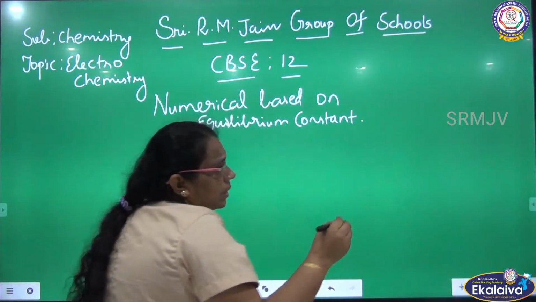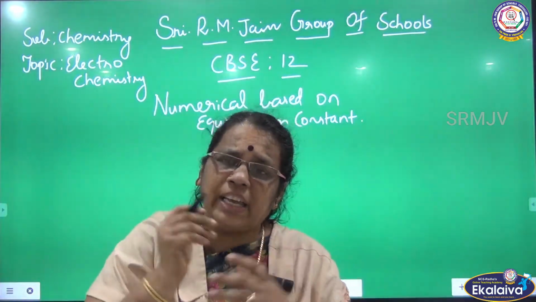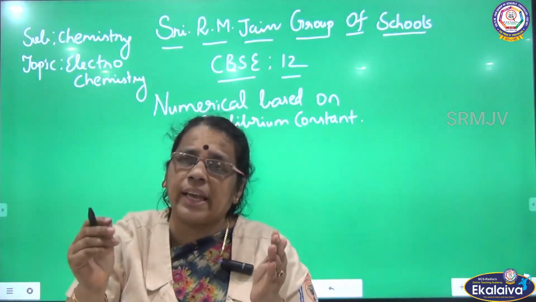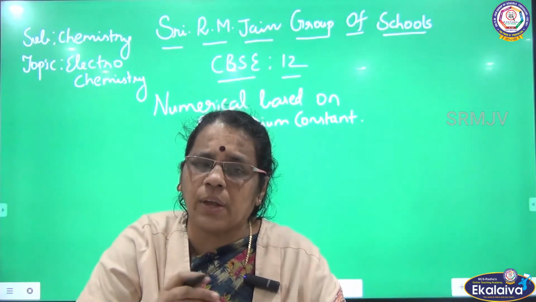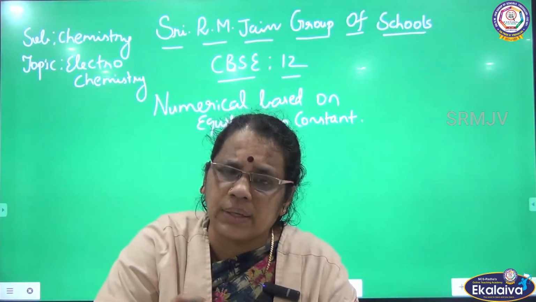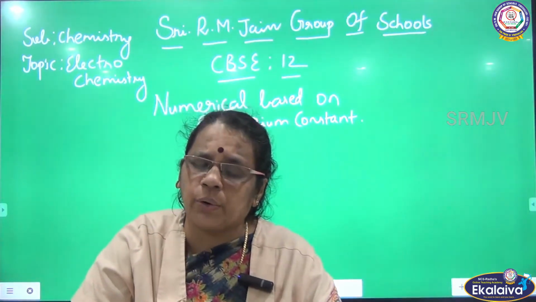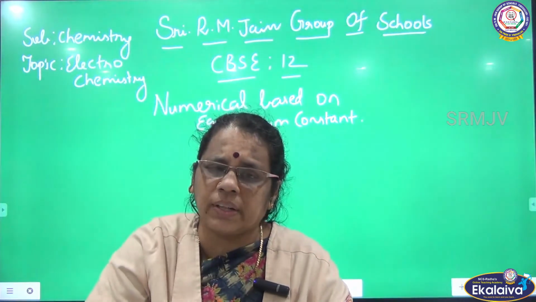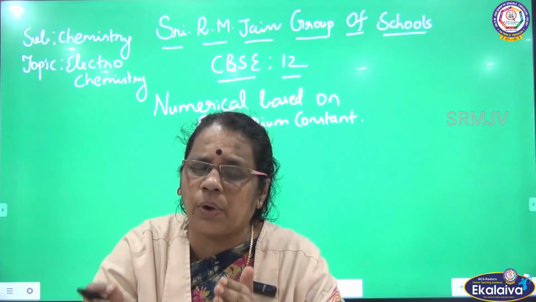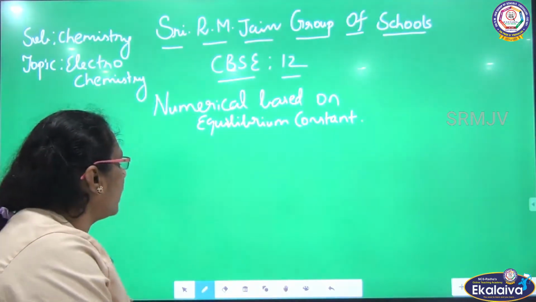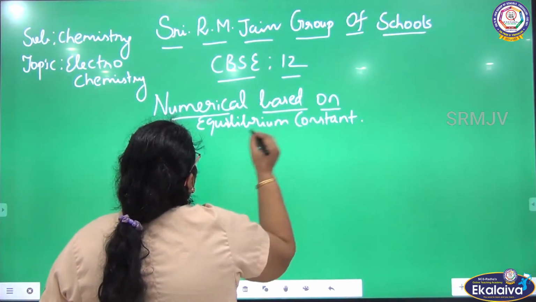For each concept there are numericals. I worked out sums based on EMF, and we have seen numericals based on the Nernst equation in the last class. Today we are going to do the equilibrium constant based on the Nernst equation, and the other one we are going to talk about is Gibbs free energy. For these two concepts we have numericals. Along with the concept we are going to do the numericals also. So here we are going to see numericals based on equilibrium constant.